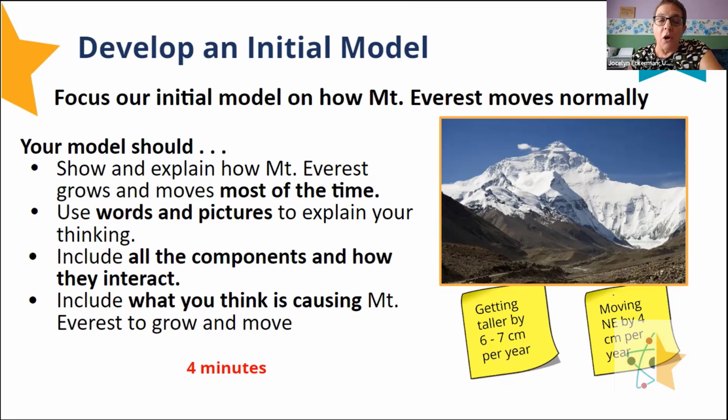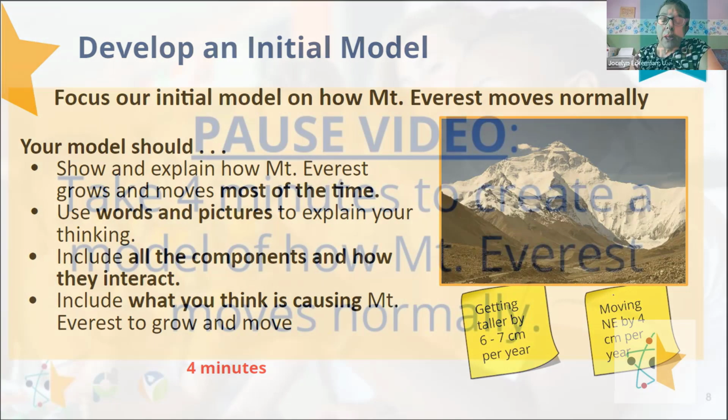You can use words and pictures to explain your thinking. You can include all of the components, meaning you have to be able to show how the mountains are moving. How are you going to show that? And how are you going to explain what you think the cause is? So include what you think is causing Mount Everest to grow and move. So these are the instructions for creating your model. These are individual. So we're going to go silent and solo for these next 4 minutes for you to make this model so that you can concentrate without any distractions and really get your thinking out on paper. We will share these models once the 4 minutes are up.